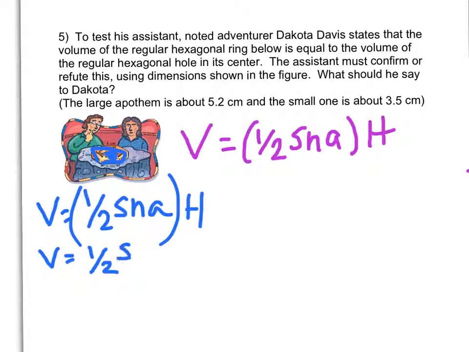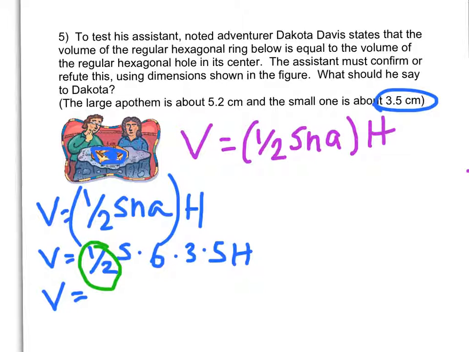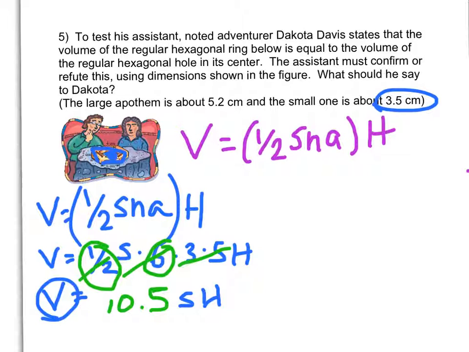We don't know the side length. We know the number of sides is 6, and we know the apothem of the small one is about 3.5. The height we don't know either. So let's think about what we can figure out from this. We can figure out that the volume is going to equal, and then we can look at what we do know. We know 1/2 of 6, which would be 3, and we can take 3 times 3.5, which is going to be 10.5. So we know that 10.5 times the side length times the height will give us the volume of the empty space inside that hexagonal ring.